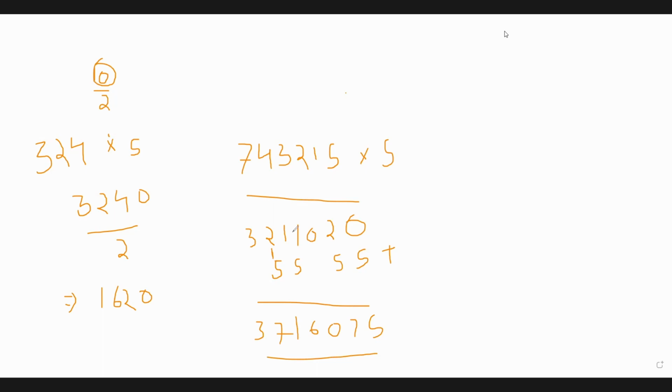Moving to page number 26, multiplication by 25. So 25 we can write as 100 by 4, 100 divided by 4, right? So if we are having sums, we don't have any 4, 6, 7, 8. Can I clear my screen? Yeah, you guys noted down these things. Yes, ma'am.